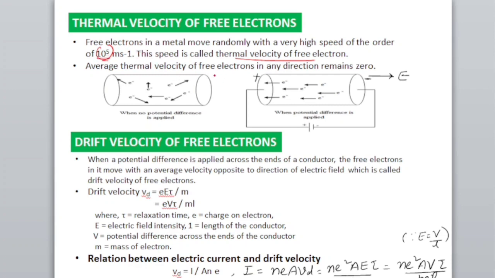And average thermal velocity of free electrons in any direction remains 0 because they are not moving in a particular direction. So net velocity is always 0. You must remember this point. Average thermal velocity of free electrons is always 0.